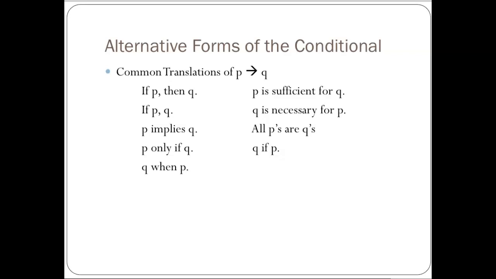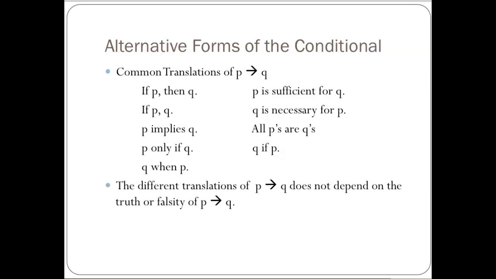Now, the different ways that we translate this conditional statement doesn't depend on whether or not P implies Q is true or false. Okay, so the different translations of P implies Q does not depend on the truth or falsity of P implies Q. Okay, so let's take an actual written out statement, a conditional statement, and see if we can write it in all these different ways.